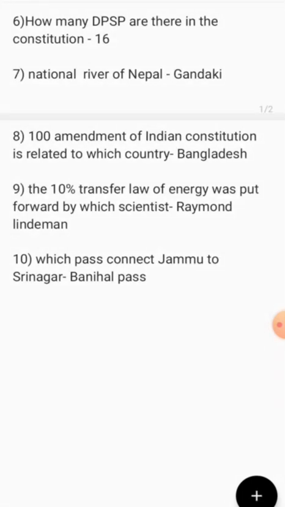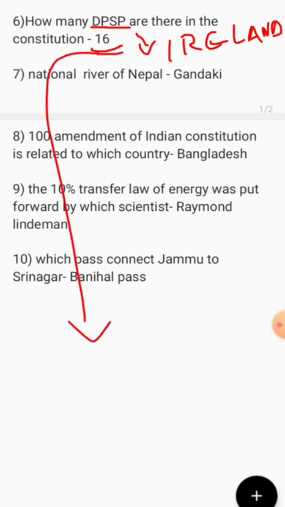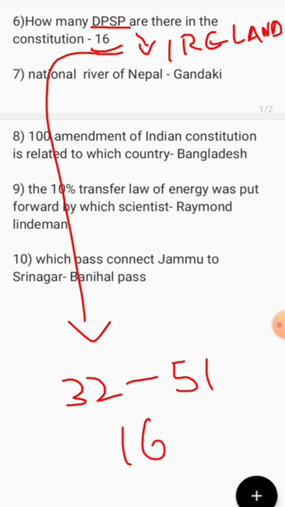So we know that directive principles of state policy is taken from Ireland, and there are currently 16 directive principles of state policy, and we know from article 32 to 51 we can see the directive principles of state policy. So including article 32 and 51, every article between that is also a directive principle of state policy. So a total of 16 directive principles of state policy are there in India, and it's borrowed from the Irish Constitution. Okay.